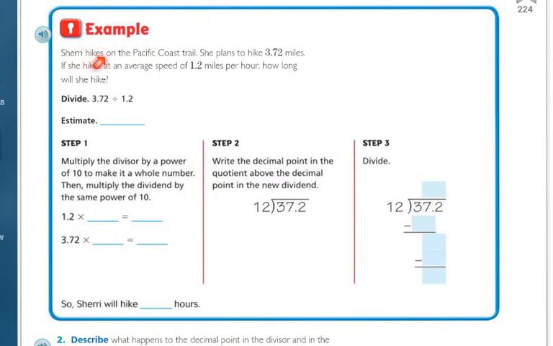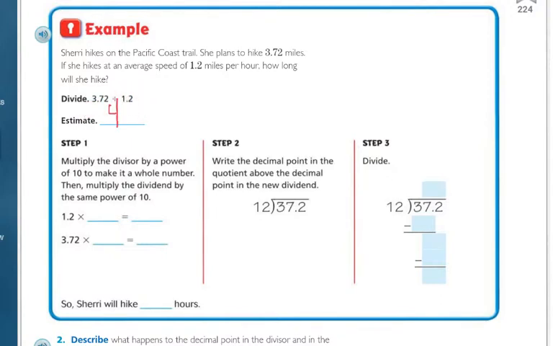Example. Sherry hikes on a Pacific Coast trail. She plans to hike 3 and 72 hundredths miles. If she hikes at an average of 1 and 2/10 miles per hour, how long will she hike? So we're going to divide 3 and 72 hundredths by 1 and 2/10. So let's estimate. 3 and 72 hundredths is kind of like 4, and this is close to 1, right? So 1 goes into 4 about how many times?